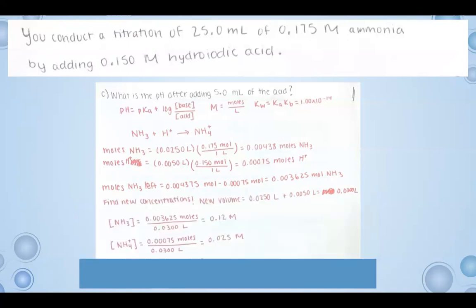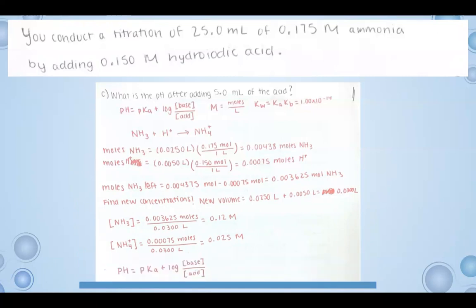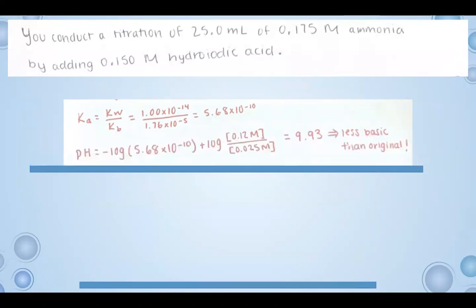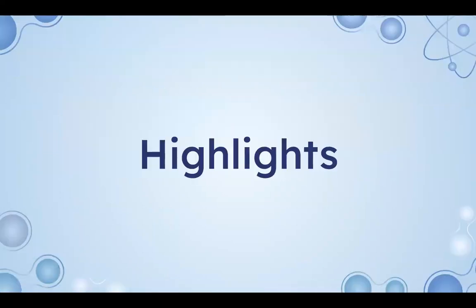Now we need to find the new concentrations by dividing the moles that we just calculated over the new volume, which is adding 5 milliliters to the 25 milliliters of base that we originally had. And we have our new concentrations. We can use Henderson-Hasselbalch, but we need to find the Ka value. And so we use the Kb value of NH3 to get the Ka value. And now using Henderson-Hasselbalch, we find that the pH is 9.93, which is less basic than the original, which makes sense because acid was added.